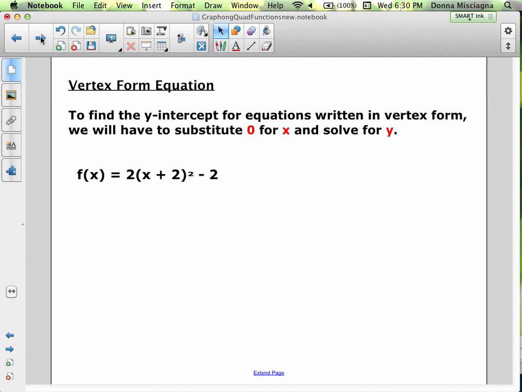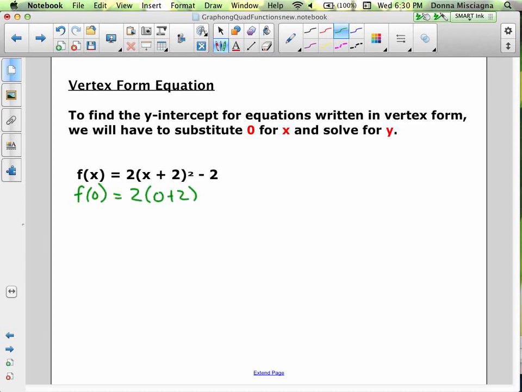How about vertex form? Well, now we can't just identify it from the graph. So we're going to have to plug in 0 for x and solve for y, just like we did for the other example. But this time we really have to do it. So to find the y-intercept for equations written in vertex form, we'll just have to substitute 0 for x and solve for y. So the value of our function when x is 0 is 2 times (0 plus 2) squared minus 2. Well, 0 plus 2, that's just 2.